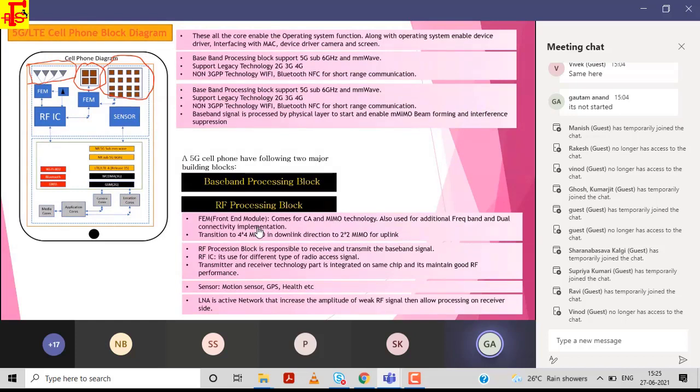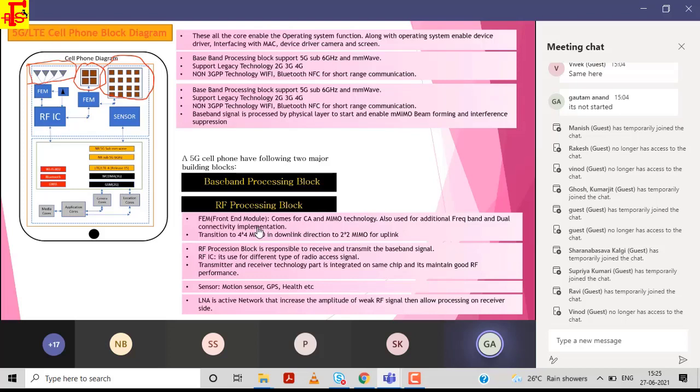So in the UE, there are two processing blocks. One is the RF processing block, and another is the baseband processing block. First, the RF processing block comes in if the UE is receiving something. If the UE is receiving something, it does some RF processing. After that, if the UE is transmitting something, then baseband processing comes into the picture.